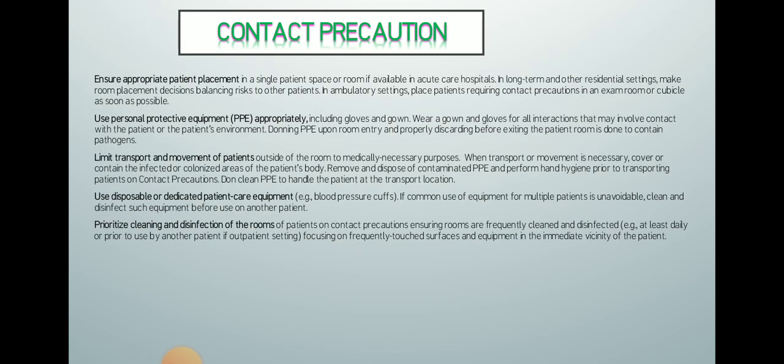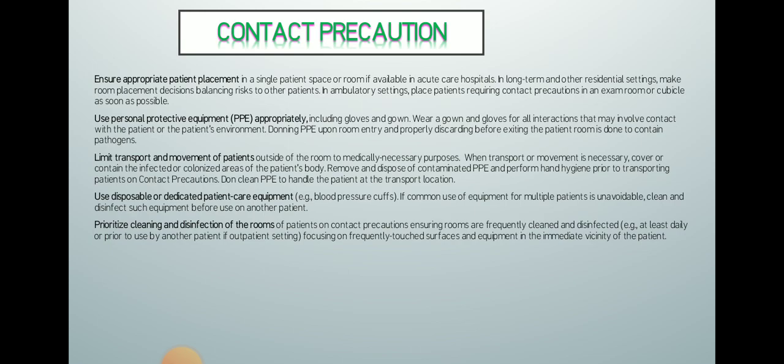First, contact precautions. Ensure appropriate patient placement in a single patient space or room if available in acute care hospitals, long-term care, and other residential settings. In ambulatory settings, place patients who require contact precautions in an exam room or cubicle as soon as possible, and use personal protective equipment, or PPE, appropriately, including gloves and gown.